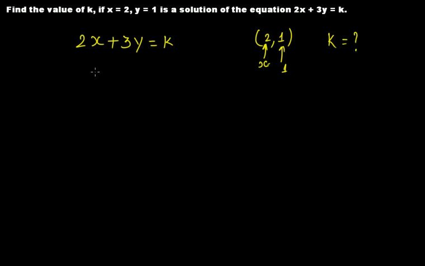That's simple. At the place of x put 2, at the place of y put 1, and this is k. This is 4 plus 3, that is 7. So k is actually equal to 7. So you have this value of k that is equal to 7.